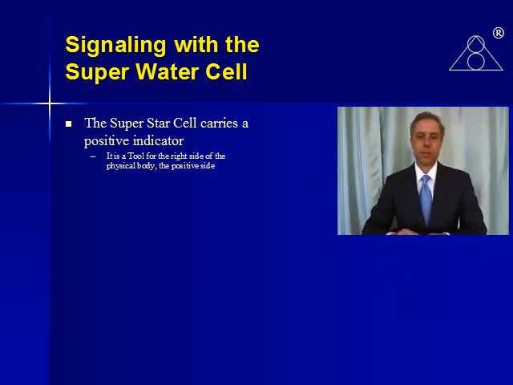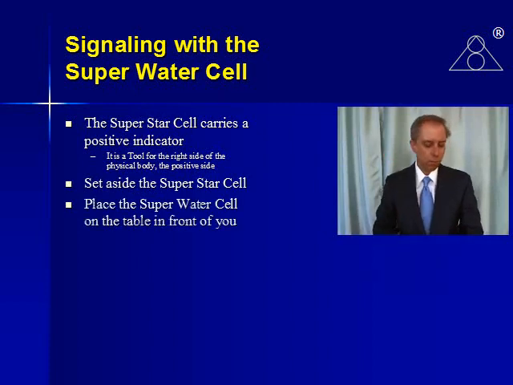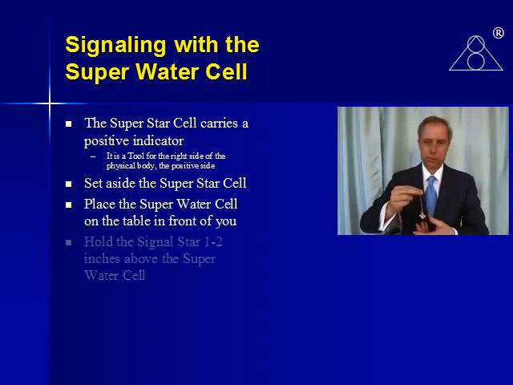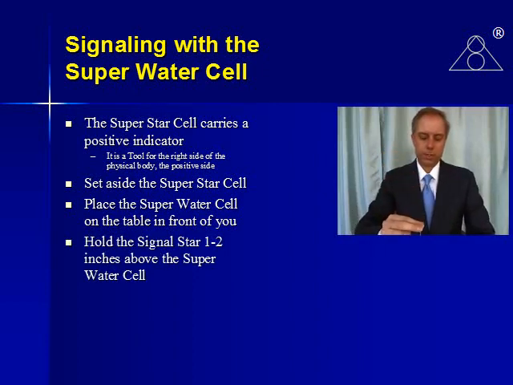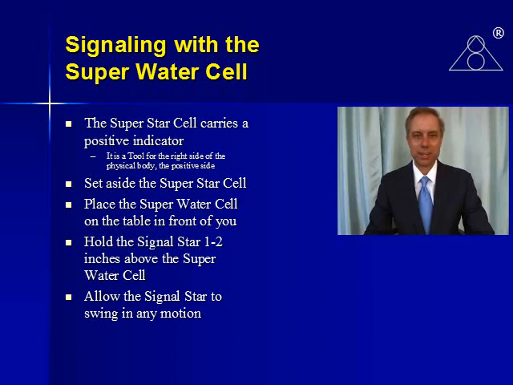Now pick up the super water cell and put it on the table in front of you. And once again, take your signal star and hold it just 1 to 2 inches above the super water cell. Notice the motion of the signal star as you hold it over the super water cell. Allow it to move in any motion at all. Give it some time and just let it move however it wants to. Go ahead and pause the playback now. When you're ready to resume, resume the playback.